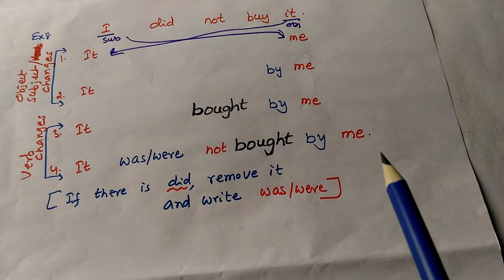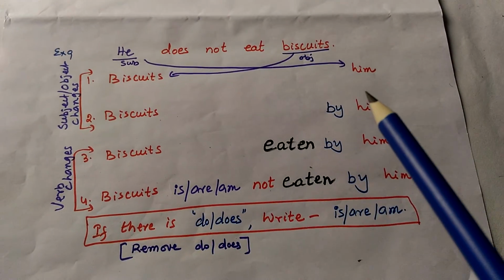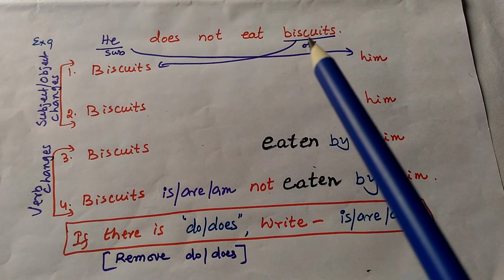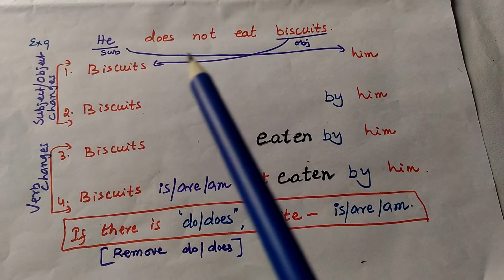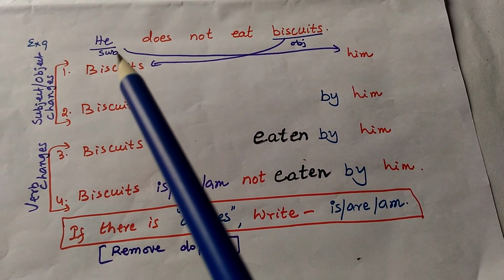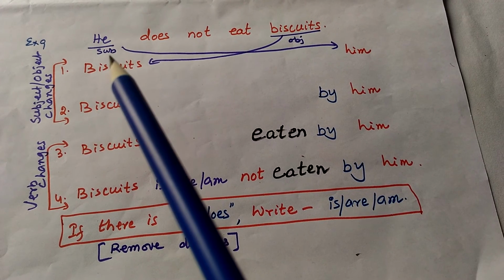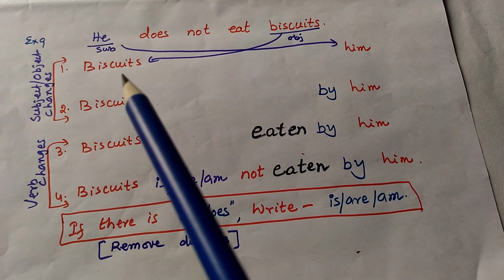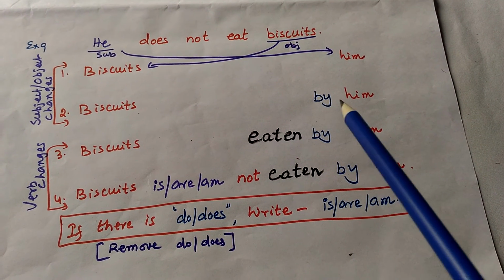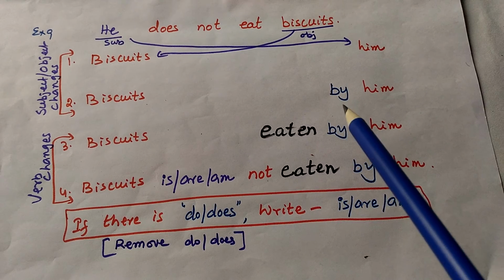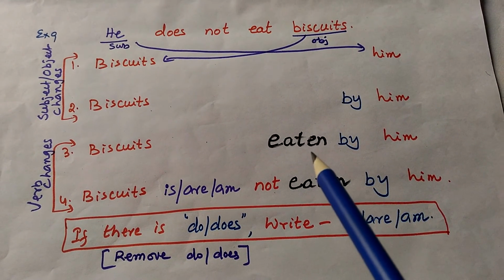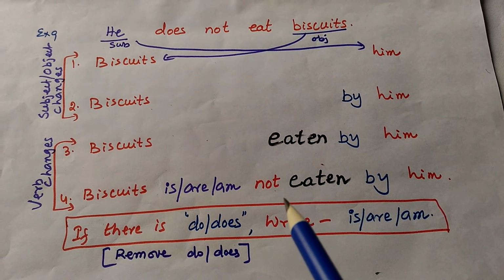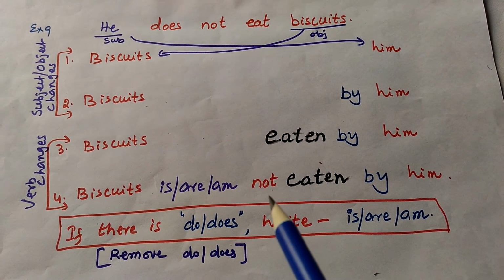And the last type of sentence is example number 9. He does not eat biscuits. First we have to identify the subject and objects. Then we have to interchange the subject and objects. So the subject he brought here became him, and biscuits is brought here. And then we have to add by before the object. And after that, as a third rule, we have to write the verb 3 form, that is eat becomes eaten. And as not is there, we have written not here.